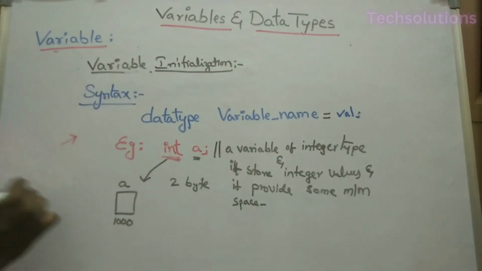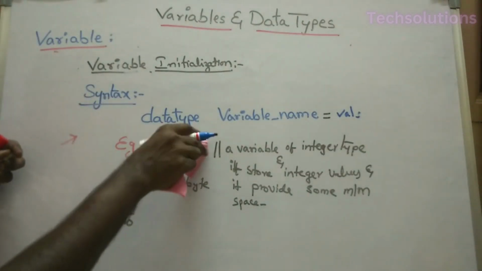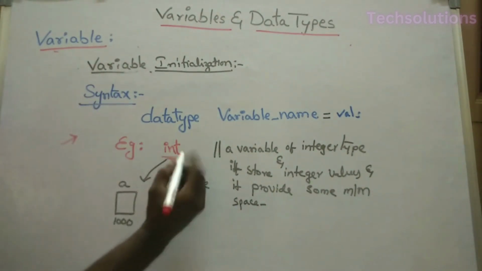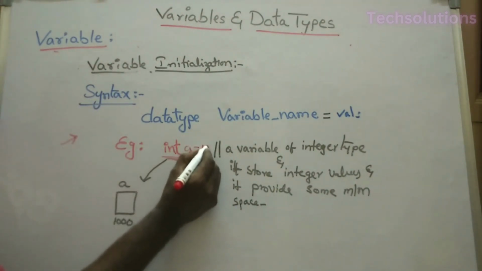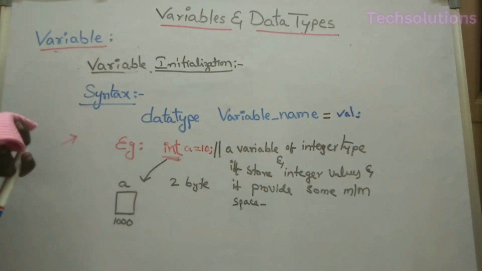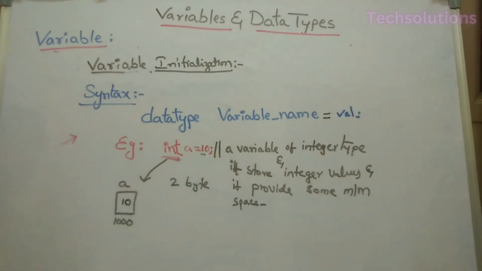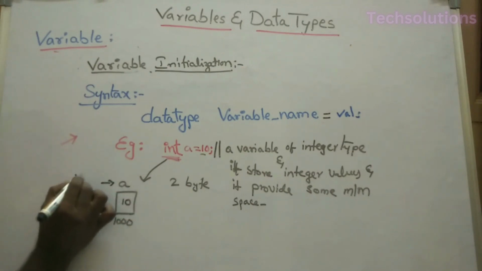That is the semicolon. Suppose, for example, int a equal to 10. What is the meaning? Here I declare the variable a. For that variable a, I have to assign a value. What is the value I have to assign? 10. That is the value of a. Now, what is the variable name? It is a.